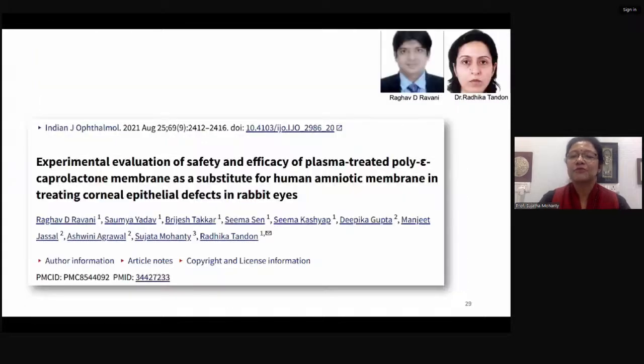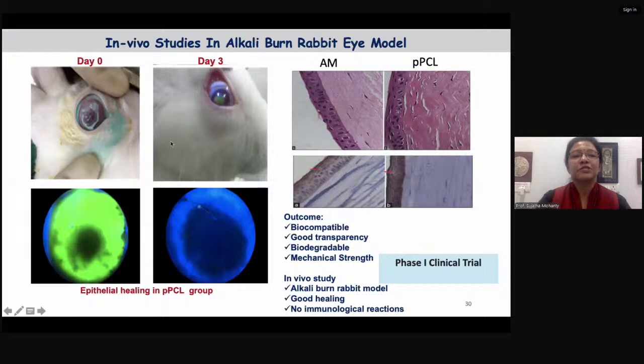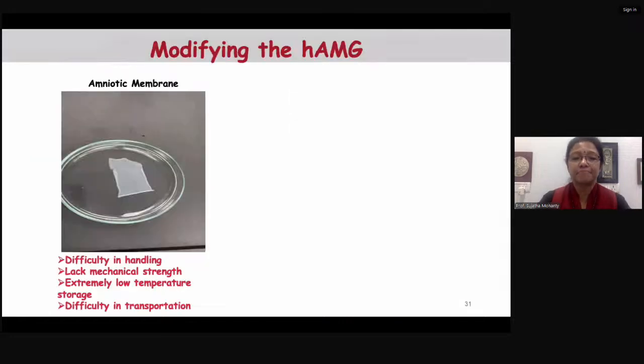And this membrane was further taken up by our MD student Raghav, and he did some animal work in the rabbit model of alkali burn. The outcome was fantastic: it's biocompatible, has good transparency and mechanical strength, and also shows no immune reaction. So we are thinking of taking it into the first-in-man study.